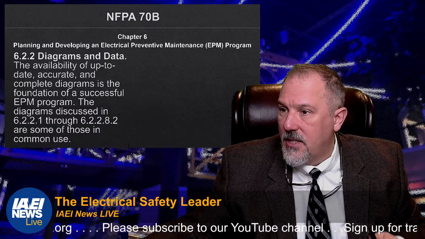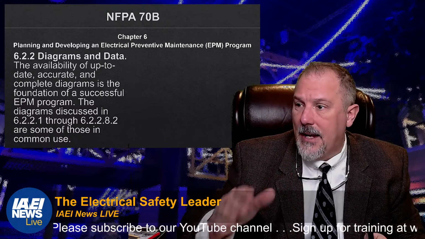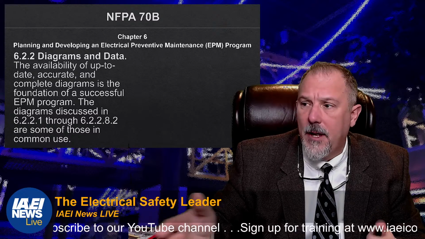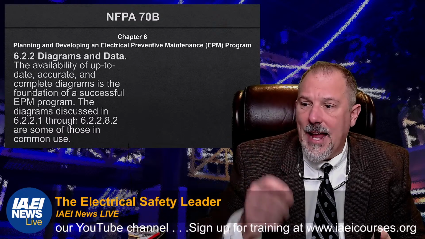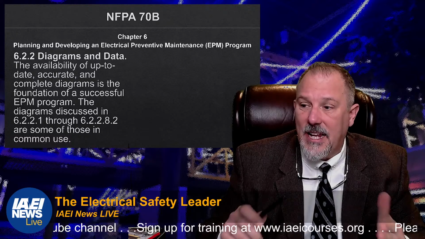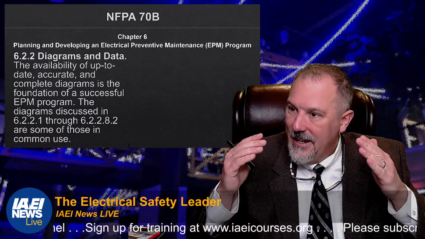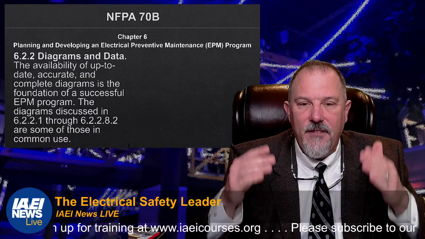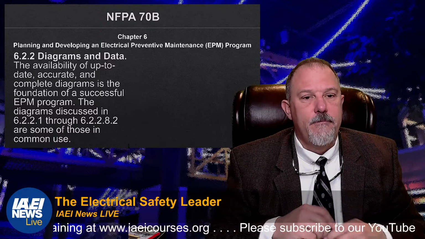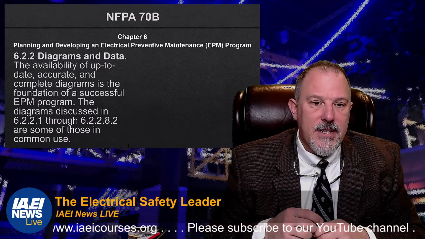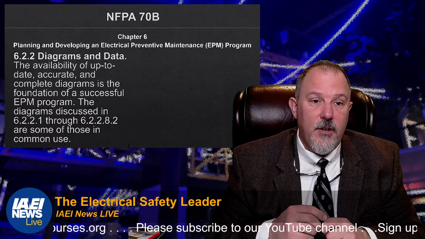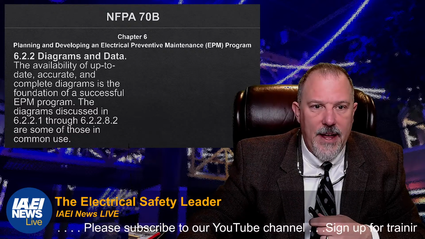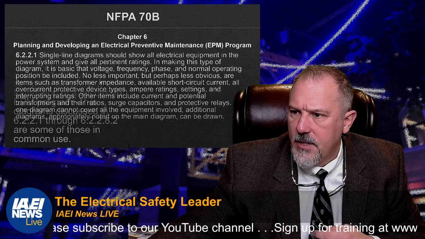6.2.2, diagrams. This is chapter 6 in 70B, planning and development of electrical preventive maintenance program. The availability of up-to-date, accurate, and complete diagrams is the foundation of a successful electrical preventative maintenance program. The diagrams discussed are some of those in common use.